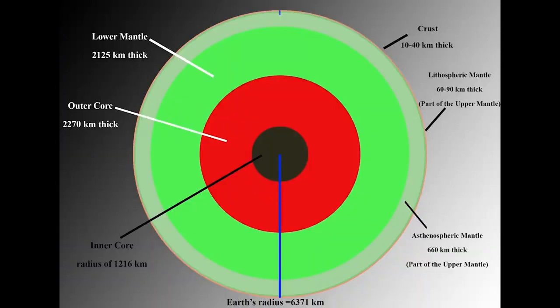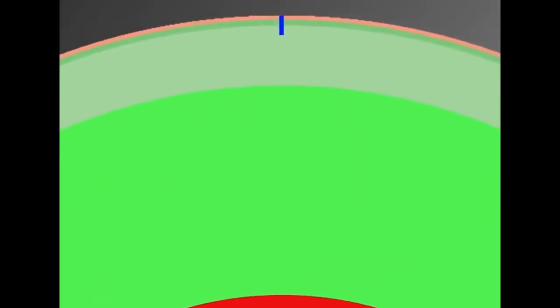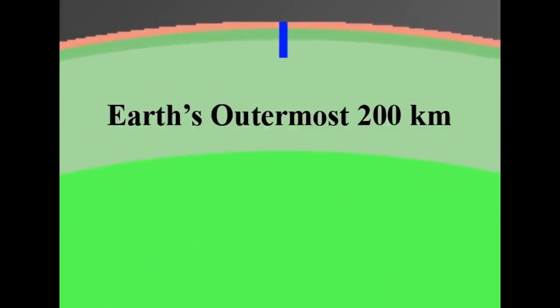To answer these questions, we need to think deeply. But not too deeply. We need to think about the outermost 200 kilometers of the Earth. This is the only part of the Earth where conditions are right for the mantle to melt.